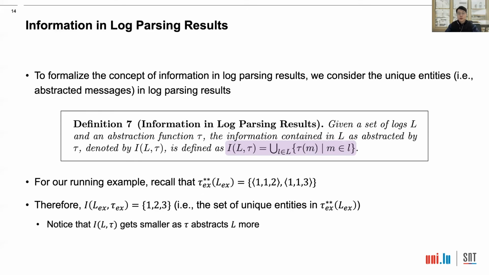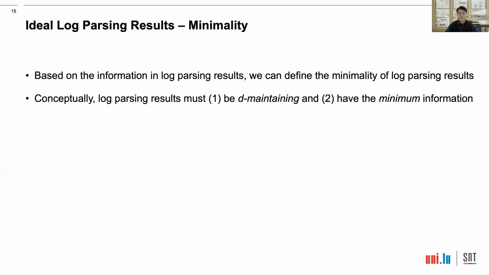If we look at the running example again, as you recall, we have a set of sequences, 112 and 113. By looking at those results, we can easily see that after the abstraction, we have 3 unique messages, 1, 2, and 3. Therefore, we have the information, which is the set of the unique abstracted messages, which are 1, 2, 3. Notice that this information gets smaller as the abstraction function abstracts the given input logs more.